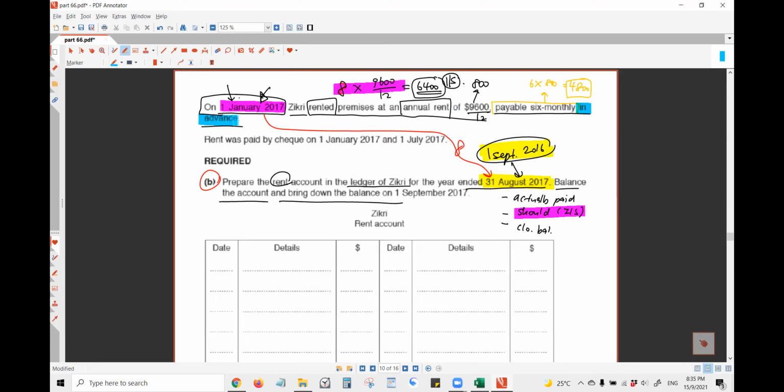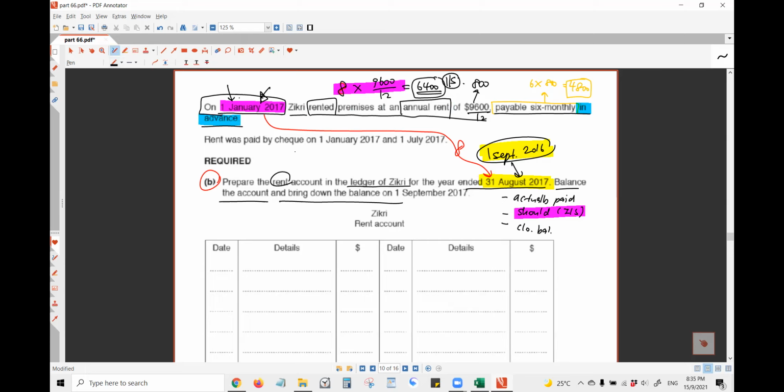In advance. Okay. You must also understand what this means. In advance means Zikri always pays first before he goes and occupies the premises. So what does it mean?